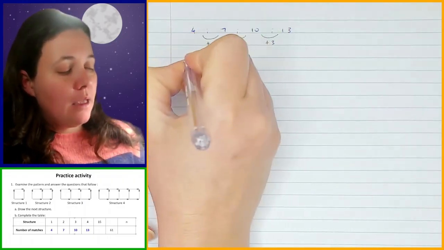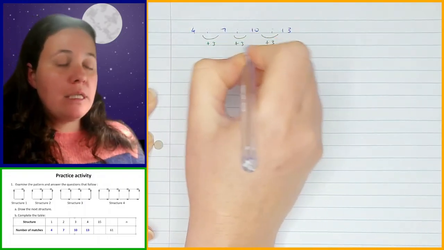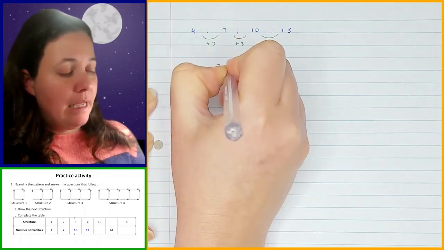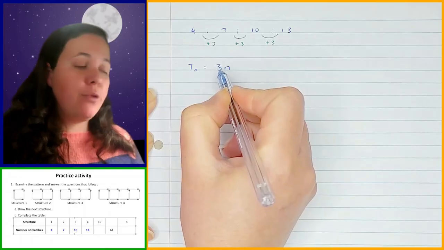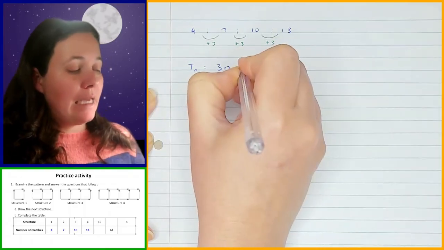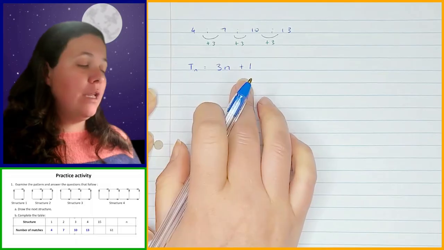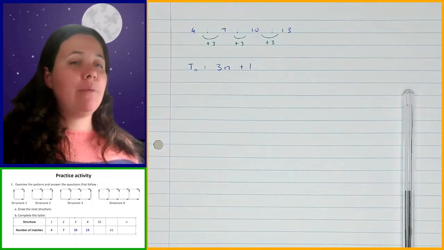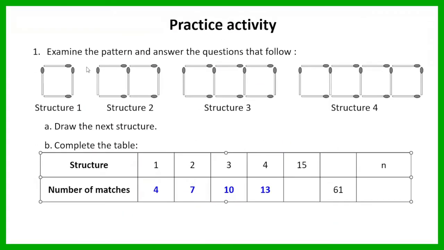Because of that constant difference of plus 3, we can say that Tn is equal to 3n. But now we have to see, how do we get from 3 to 4? We have to add 1. So our rule is 3n plus 1, and that makes sense if you think about it, because if you look at what's happening in the pattern over here, for each new square I'm only needing to add on 3 more matches. Every time I'm adding 3 matches, because the match that is being shared is already there.